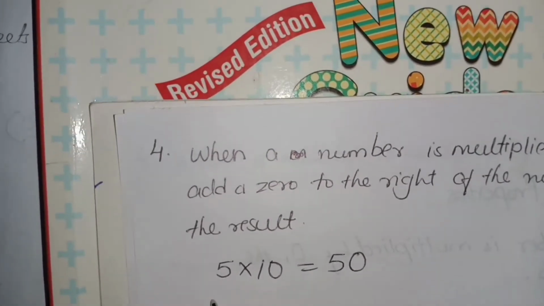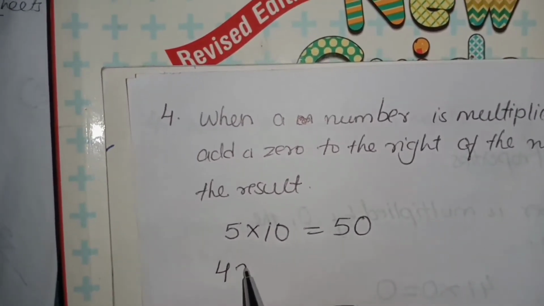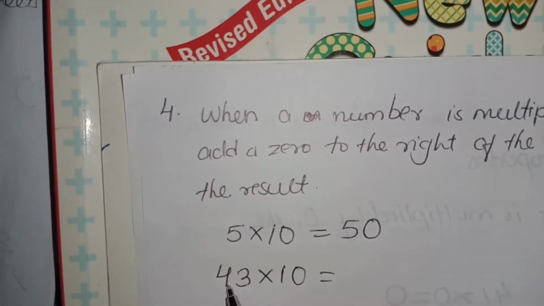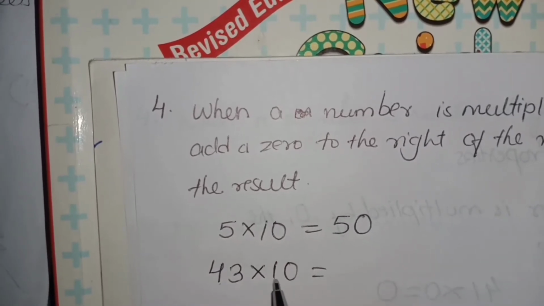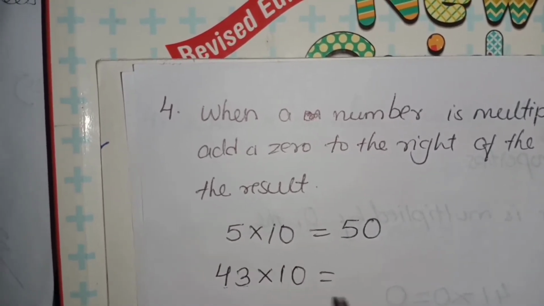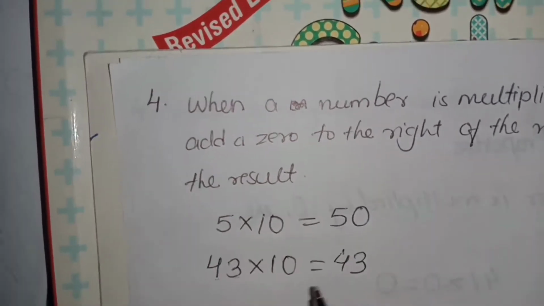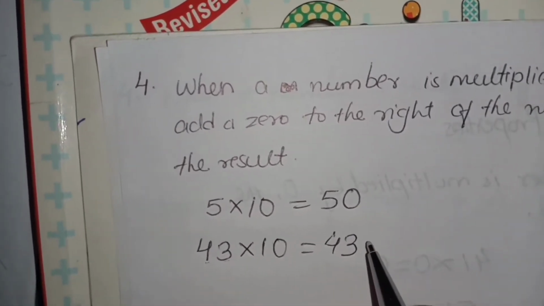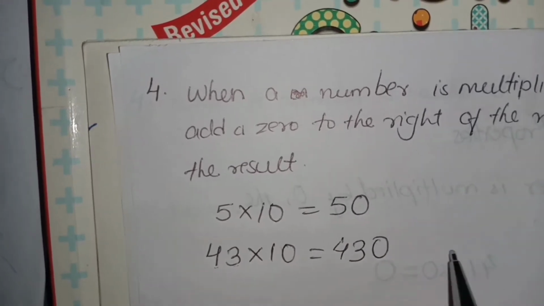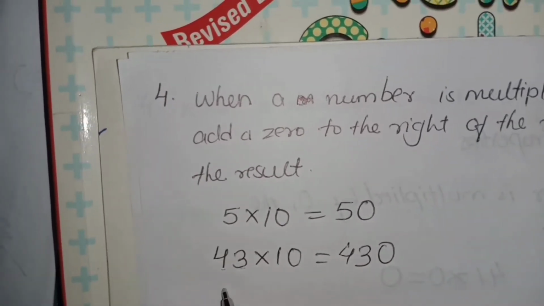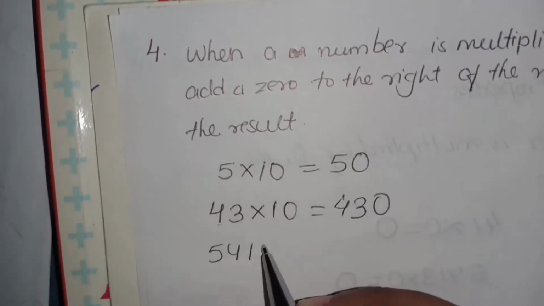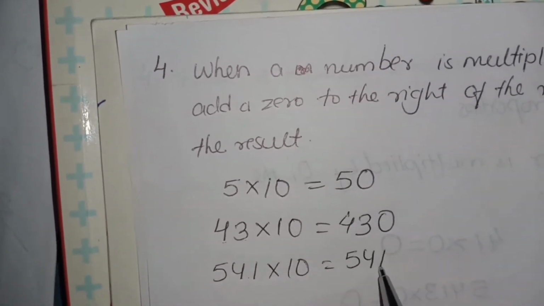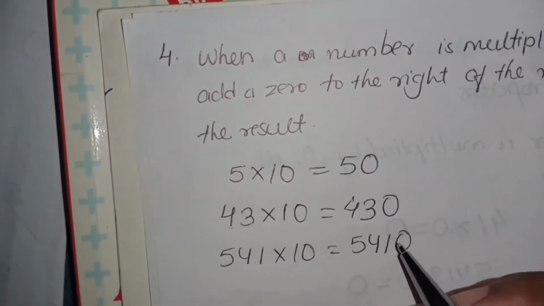I'll show you with a two digit number. 43 into 10. See, this is the multiplicand, this is the multiplier. So 43 1s are 43. And how many 0s are there in 10? Only 1. So we will add 1 0 to the right hand side of the product. See here, 541 into 10. So 541 you will write. And how many 0s are there? Only 1. So add here 1.